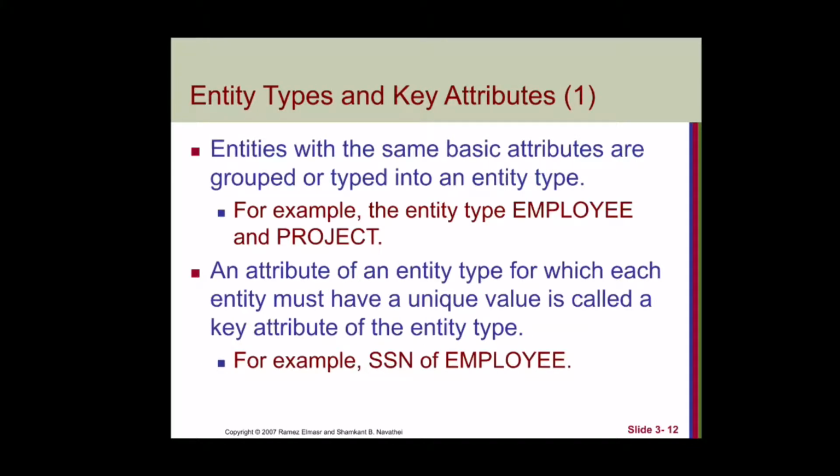Then entity types and the key attribute. Entities with the same basic attributes are grouped or typed into an entity type. For example, if we have multiple employees working in an organization, we can have everyone's information in a single table, that is employee. If we have a list of projects, then we can store it in the same table, that is a project table. An attribute of an entity type for which each entity must have a unique value is called a key attribute of the entity type. For example, SSN of an employee, which is a key attribute and which is a unique attribute.